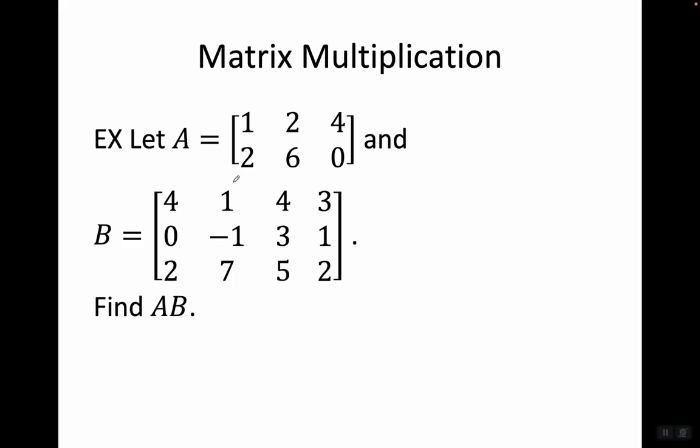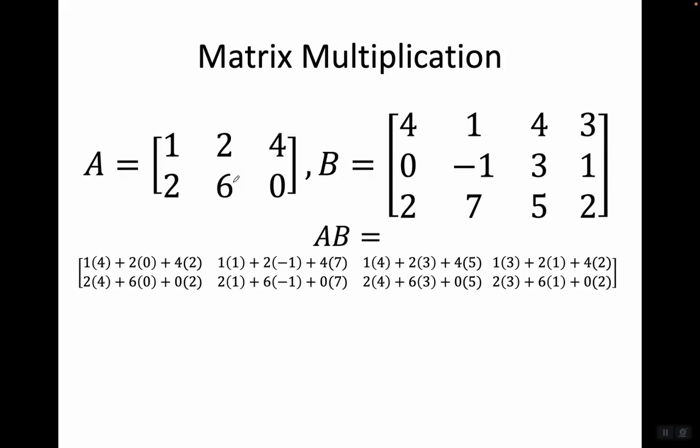Okay, let A equal [1, 2, 4; 2, 6, 0], and B equal, oh my goodness, that matrix. Find AB. Hope you got a cup of coffee on your side, because this is going to take a while. So AB, again, is going to be this row, first row times the first column. So we end up with 1 times 4 plus 2 times 0 plus 4 times 2.